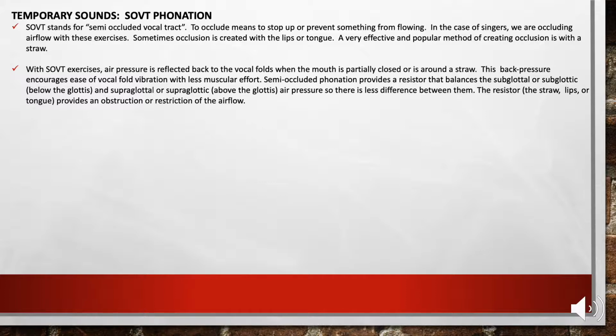Semi-occluded phonation provides a resistor that balances the subglottal or subglottic air pressure below the glottis and supraglottal or supraglottic air pressure above the glottis, so there is less difference between them. The resistor, the straw, lips, or tongue, provides an obstruction or restriction of the airflow.